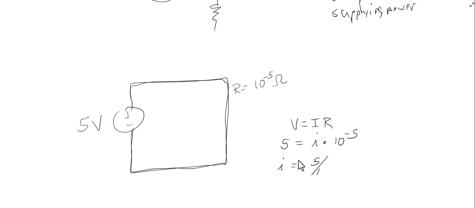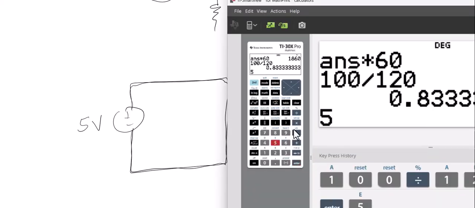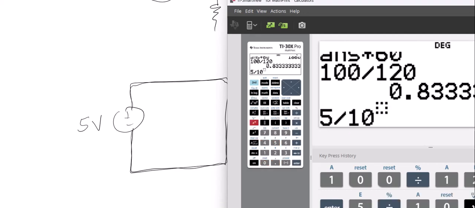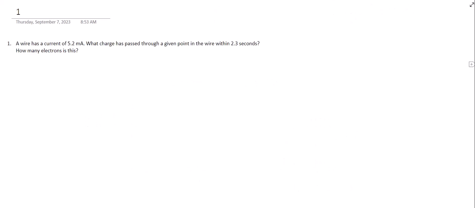or I equals 5 divided by 10 to the -5. I get 50,000 amps, which is huge. So this is a fire. This is an explosion. So that's why you need to have resistive elements, unless you have a superconductor.